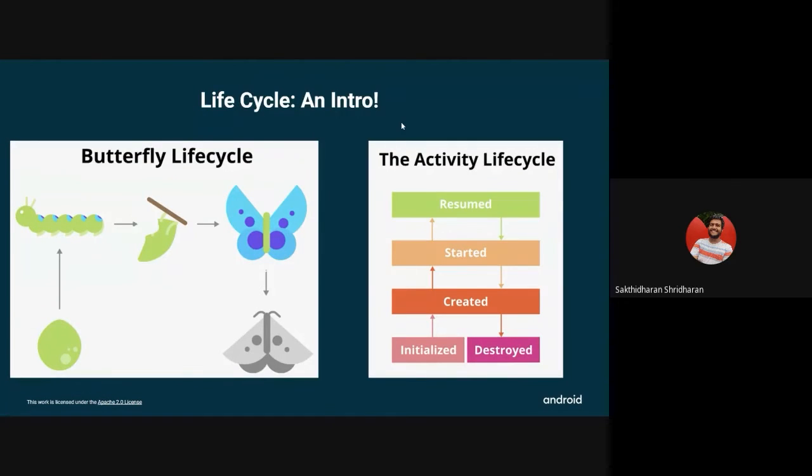So you might have heard of many cycles like the water cycle, rock cycle, and so on in school and college days. The life cycle is similar to those. This butterfly life cycle is just an example. You have an egg, then it goes to a caterpillar or larva, then pupa, then a completely free butterfly, and then it'll die, unfortunately. Similarly, whenever you create an activity, there are some things that occur. The activity gets initialized, created, started, resumed, and then it'll stop, get destroyed, etc. We'll just go through this. Let me present my Android Studio here.